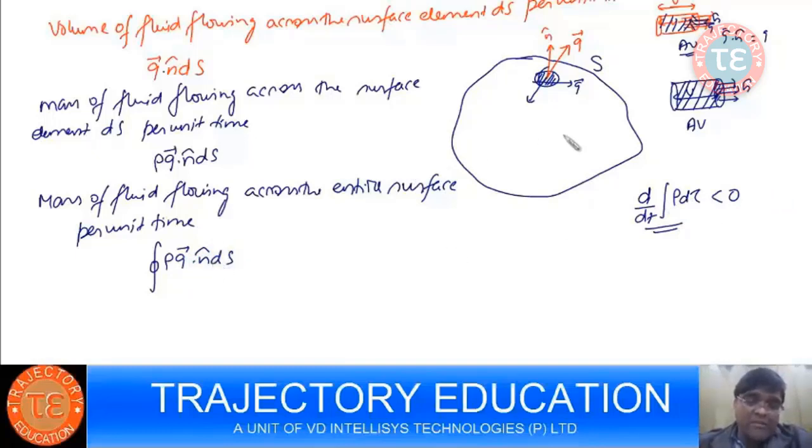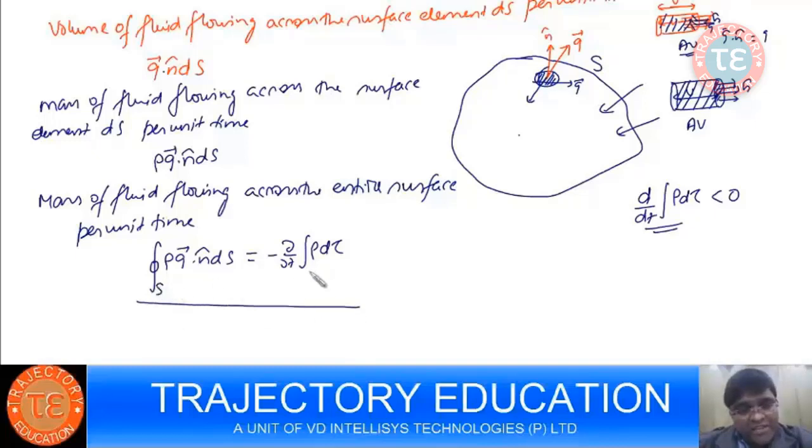If it is negative, it means the fluid is flowing in. When fluid is flowing in, the mass inside is going to increase, and this will be positive in that case. So if this is negative, this will be positive. So in general, what I can write is this is equal to the integral of rho d tau. This is S, this is V. S is the bounding surface of V. So the amount of fluid flowing across the entire surface per unit time is equal to the negative rate of change of mass of the fluid which lies inside.